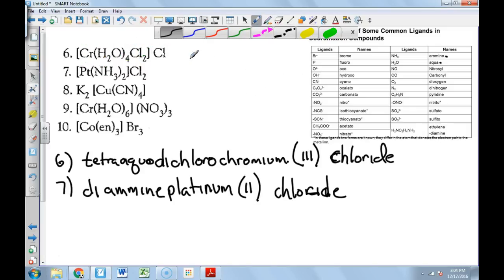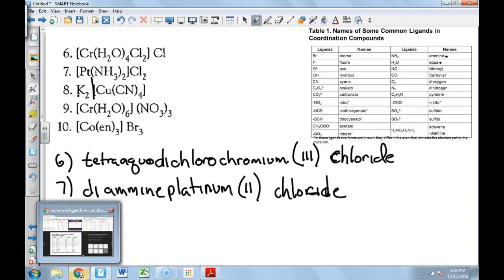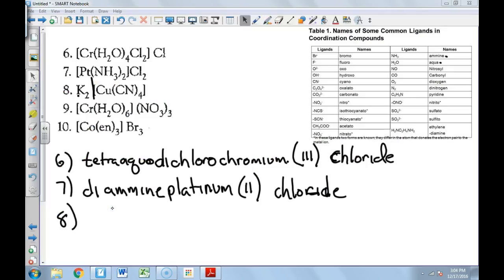Now we'll move on to number 8. Again, we're going to split this in half. The positively charged thing is potassium, which is pretty cool. Let me spell that right. Okay, potassium, there we go. That's the positive side. Now the negative side, we're going to name it backwards. Tetracyano.